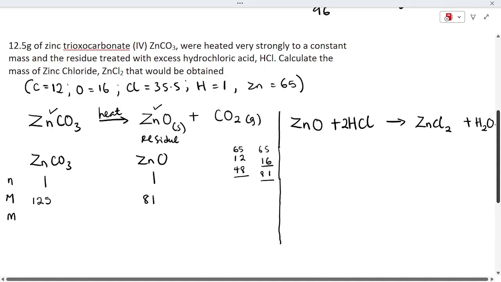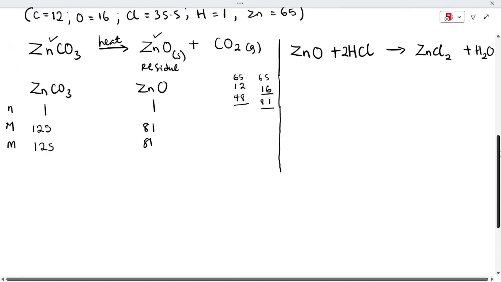So their masses, just multiply the number of moles times the molar mass. 1 times 125 is 125. 1 times 81 is 81. So what do we do? We simply go ahead now and say, from what we have, 125 grams of zinc carbonate produced 81 grams of zinc oxide. But we are given 12.5 grams. That was what was heated. So 12.5 grams will produce, we don't know the amount, x grams.